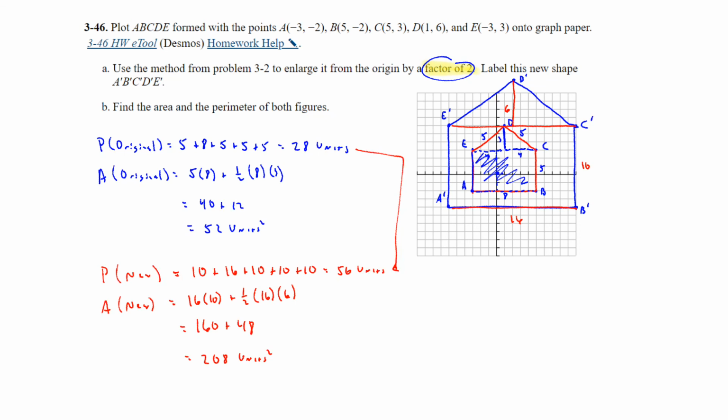Now you can see the area of the original is 52. You don't just double it or multiply it by a factor of 2 to get the area. It actually gets multiplied by 4. So we've done that a couple different times now in the homework and in class as well.